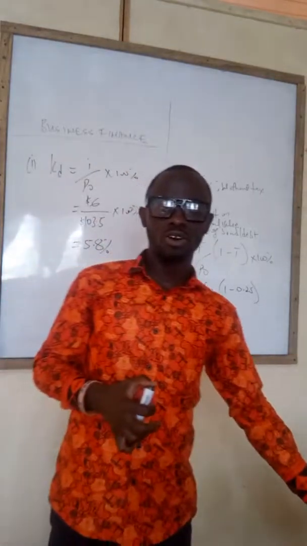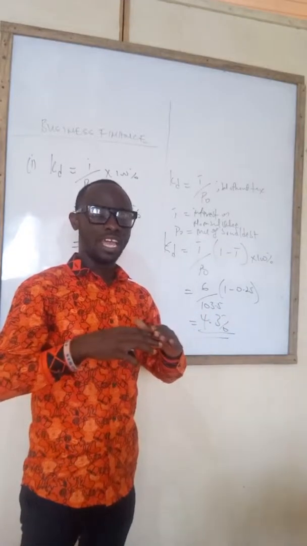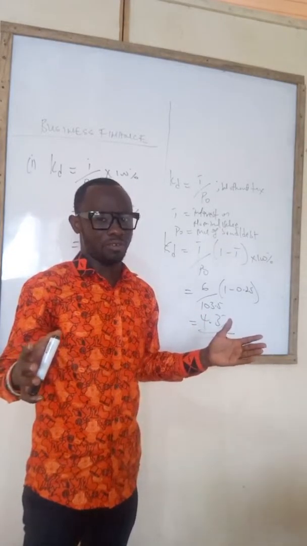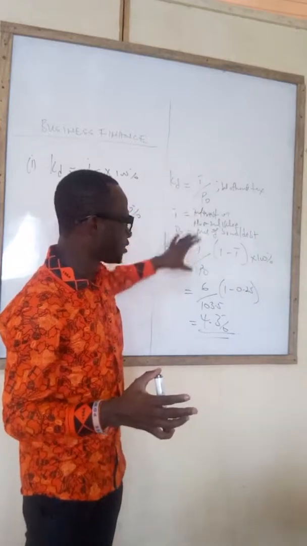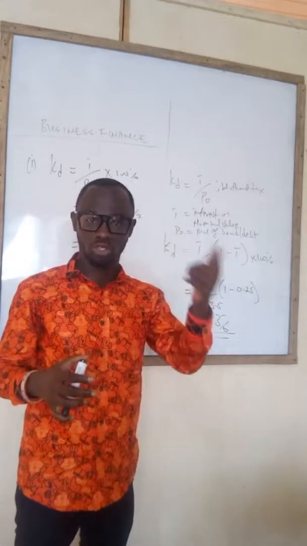So that is how we calculate KD for irredeemable debt. I hope it is simple, right? So with tax, without tax, boom. Now this formula will be given to you in the exam hall, but you have to also know about it.